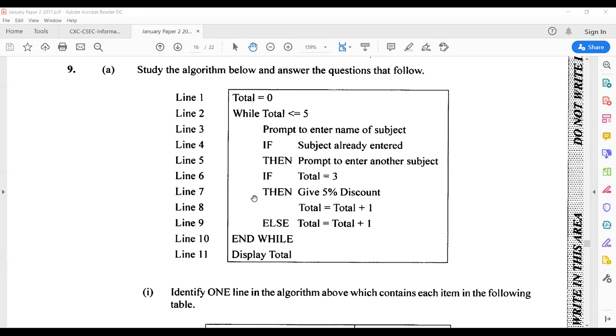Right, so this algorithm, they have a variable called total and they're initializing it to zero. And then they're saying, while total is less than or equal to 5, prompt to enter the name of a subject. Then it's saying, if the subject was already entered, then prompt to enter another subject. If the total is equal to 3, give a 5% discount. And then you add 1 to total, so increment the value of total. Else, you just increment the value of total. You end the while loop and then you display the total.